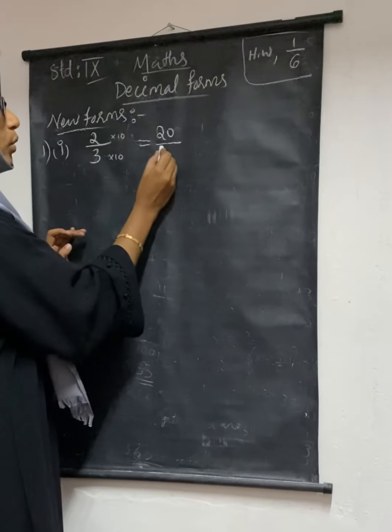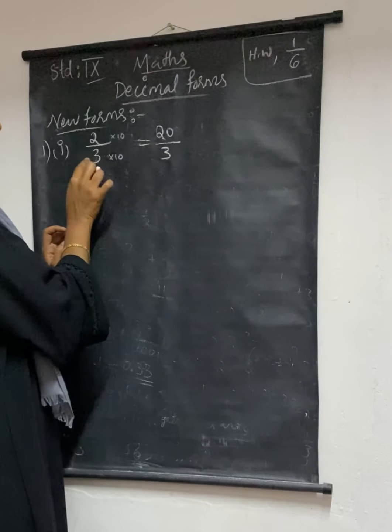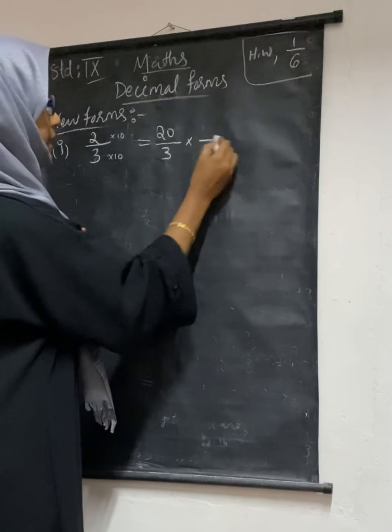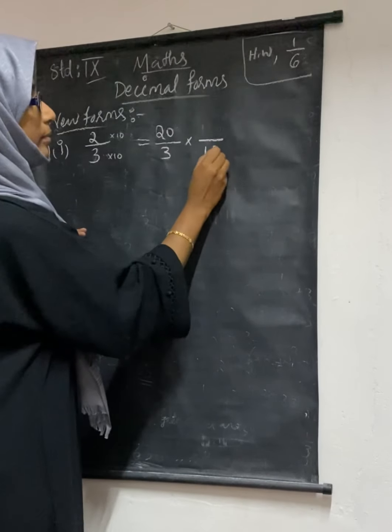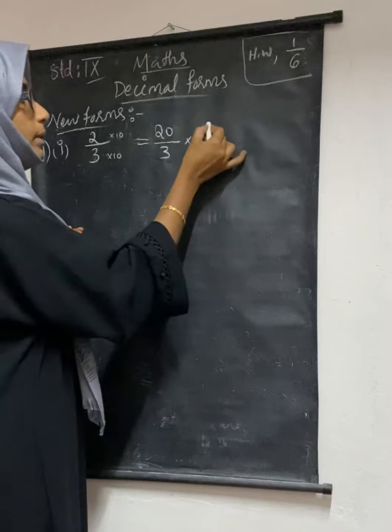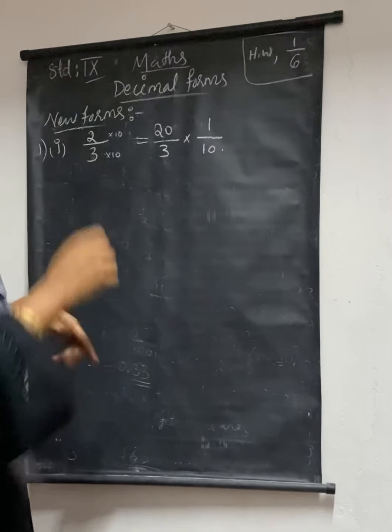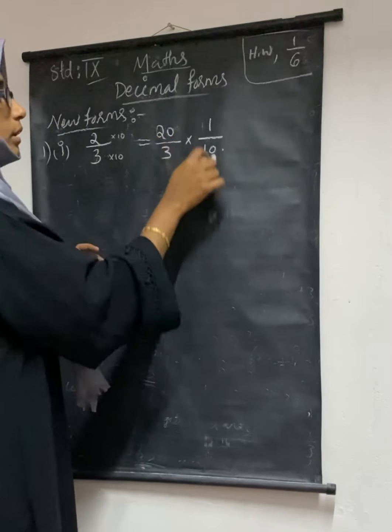By this 3 only I am writing; I am not multiplying here. This is separate. I write 3, and into it separately this 10. And upper, what will be there? There will be 1. That will be 1 always. If there is nothing there, you have to put 1. So 20 by 3 into 1 by 10.